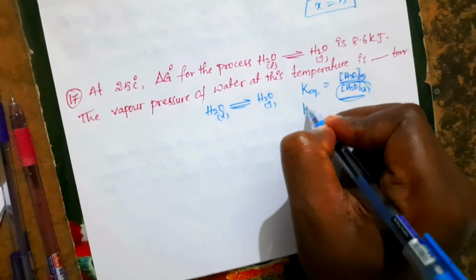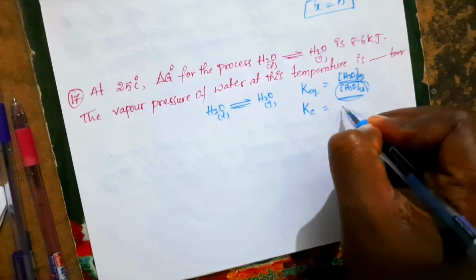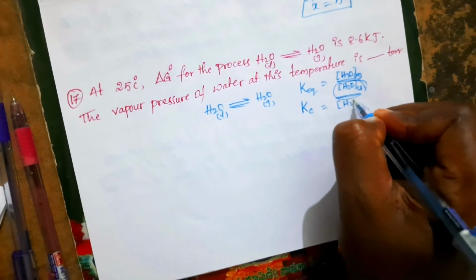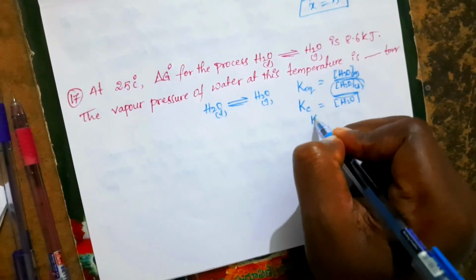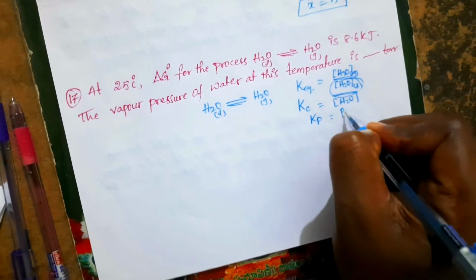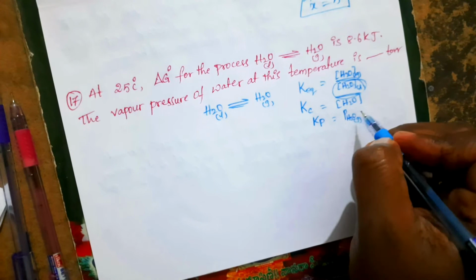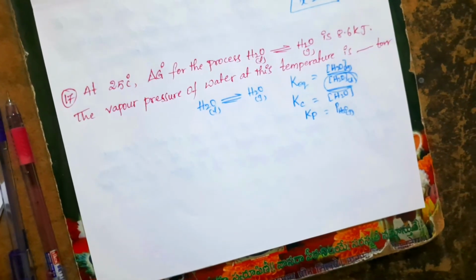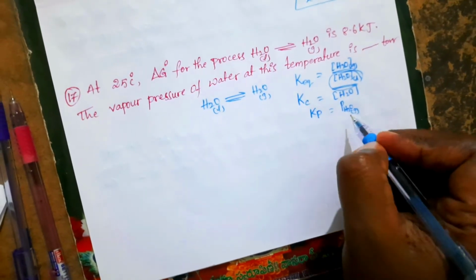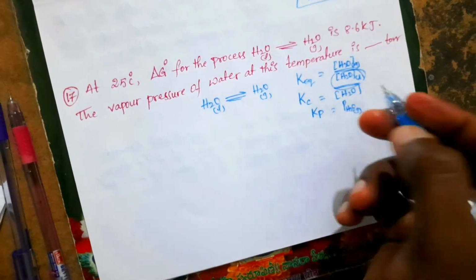That is K equilibrium in terms of concentration. If you are taking Kp, it is the partial pressure of water, the partial pressure of water vapor. That is the vapor pressure of water. How will you get it? Total pressure into that, you will get, no?